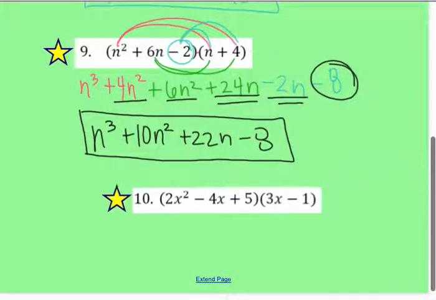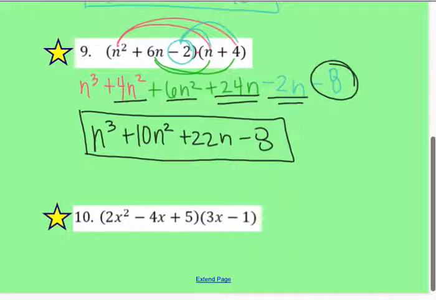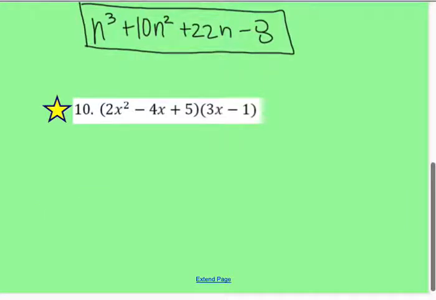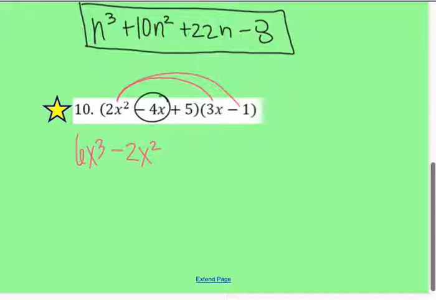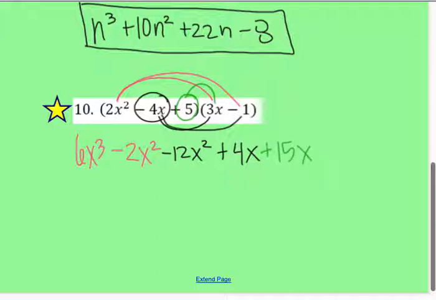Okay, and example 10. Same idea. We are multiplying the two, so I just need to distribute everything. 2x squared times 3x will give me 6x to the third. 2x squared times negative 1 is negative 2x squared. Negative 4x times 3x gives me negative 12x squared. Negative 4x times negative 1 gives me plus 4x. Then I have 5 times 3x, so plus 15x. And then 5 times negative 1, so negative 5.